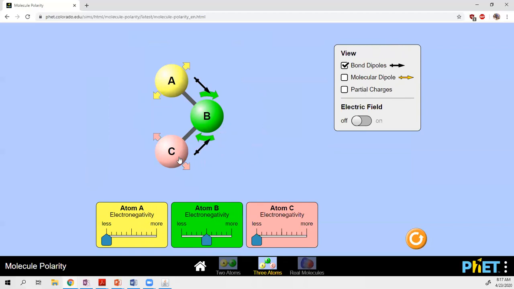So right now we have 3 atoms here, and you can see that they have this bent arrangement. So we're going to start them off all being equal. So we have no bond dipoles. And when we click on this, you can see that the molecule doesn't have a dipole as well. Now, what I'm going to do is slowly increase the electronegativity of B. Now this is kind of like H2O. And you can see that as we increase the electronegativity of B, we now have these bond dipoles going from C to B or A to B.